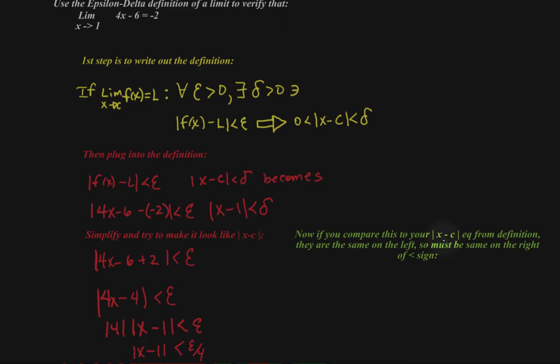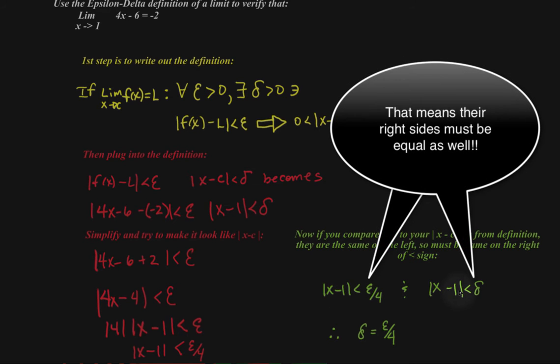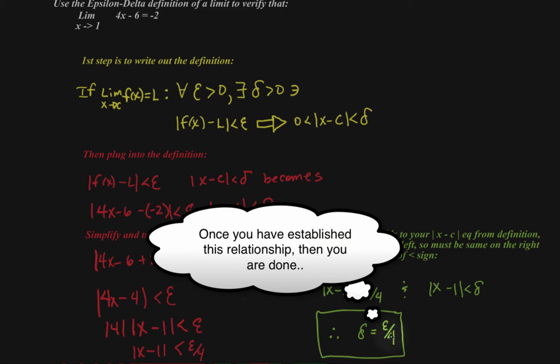So compare the x minus c value to what you just evaluated, and you will notice that x minus c are the same to the left of the inequality, right? So this is x minus 1, this is x minus 1. So if they're the same on the left side, then whatever's on the right side must also be the same. So delta equals epsilon over 4. And that right there is what you want. You want an established relationship between delta and epsilon.